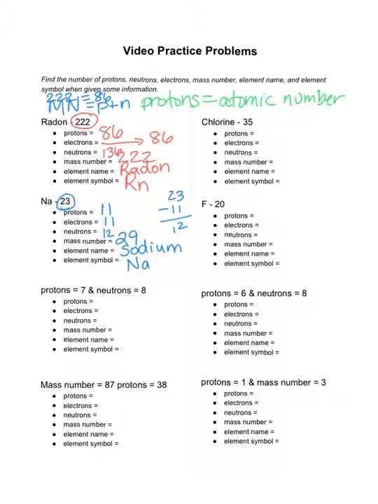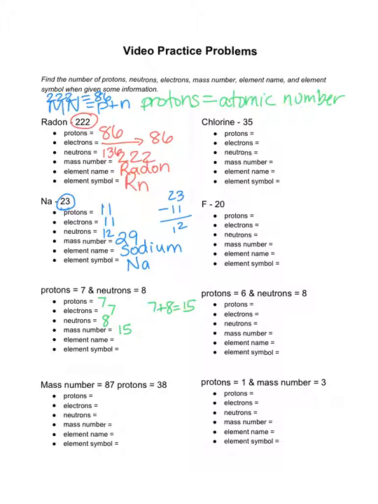The next one I'm going to do is where the protons and the neutrons are given. So there's 7 protons and 8 neutrons. So I can go ahead and write down the protons as 7. The neutrons is 8. I know protons and electrons are the same in an element, so I'm going to also write down 7 electrons. The mass number is the protons plus the neutrons. So 7 plus 8 is 15. So my mass number is 15.